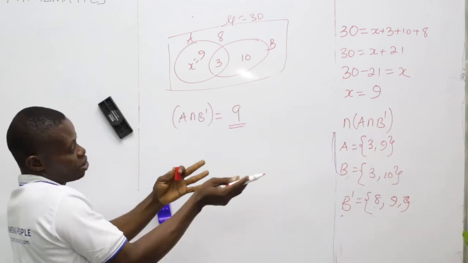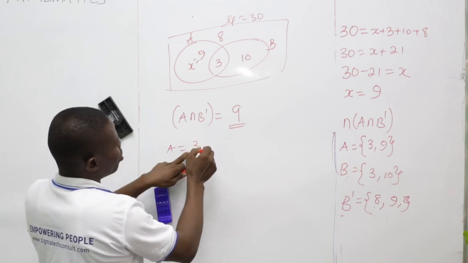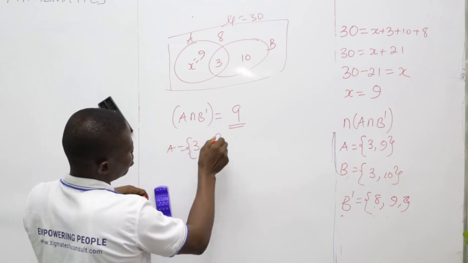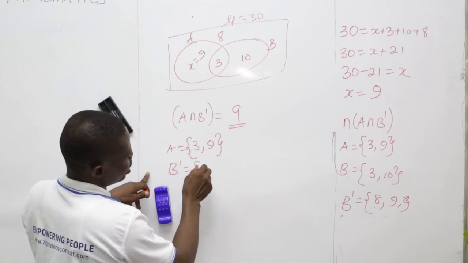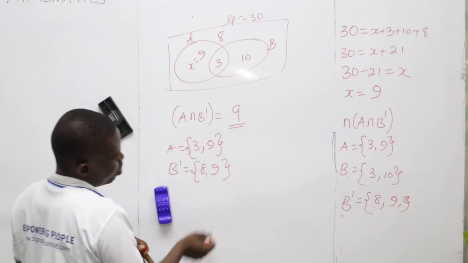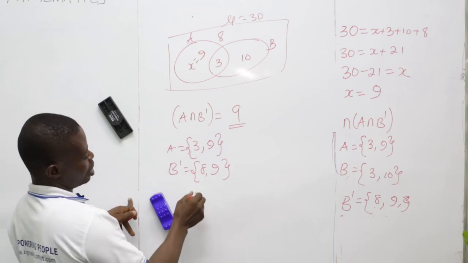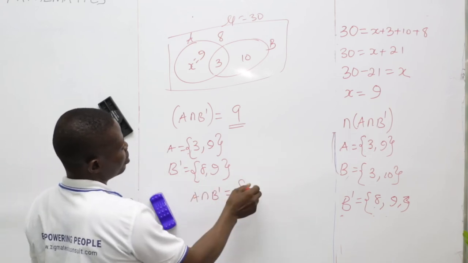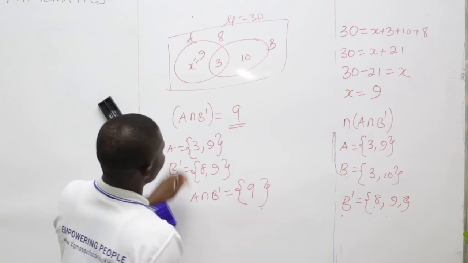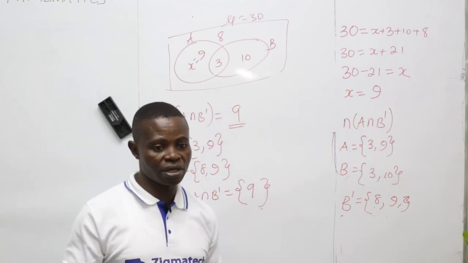By way of listing set elements, this is 3, 9. Then this is B prime. What is B prime? 8, 9. What do you have in common? That is A intersection B prime. I think this one is easier for you. It's just 9, which is the same thing as this. So 9 is the answer to that question.